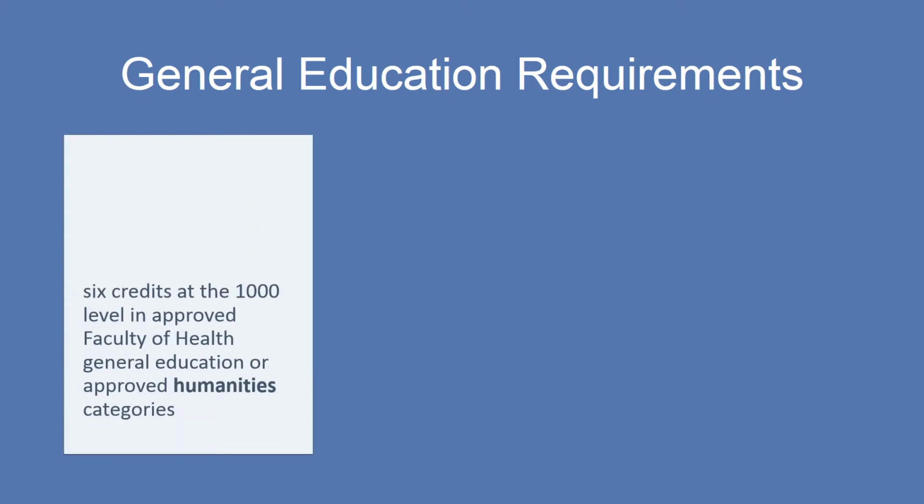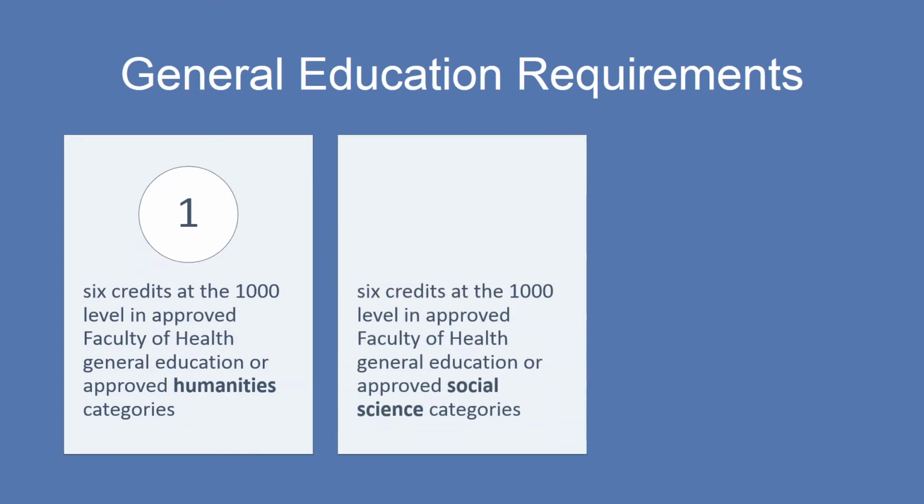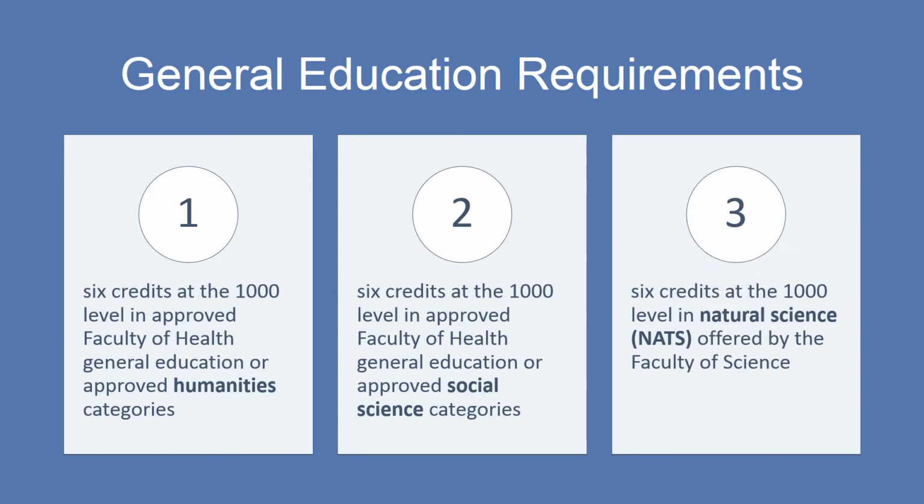The general education requirements for a BA Psychology degree include a minimum of 18 credits as follows. 6 credits at the 1000 level chosen from an approved Faculty of Health General Education course or an approved humanities area. 6 credits at the 1000 level chosen from an approved Faculty of Health General Education course or an approved social science area. And finally, 6 credits at the 1000 level in natural science offered by the Faculty of Science.